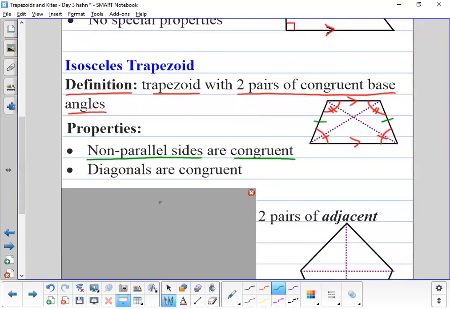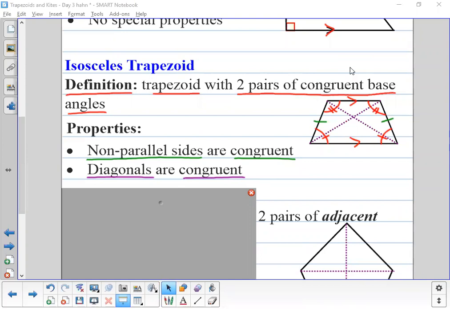The other property of my isosceles trapezoid is that the diagonals are congruent. So those diagonals are going to be exactly the same length. The other shapes we have that have congruent diagonals are rectangles and squares.